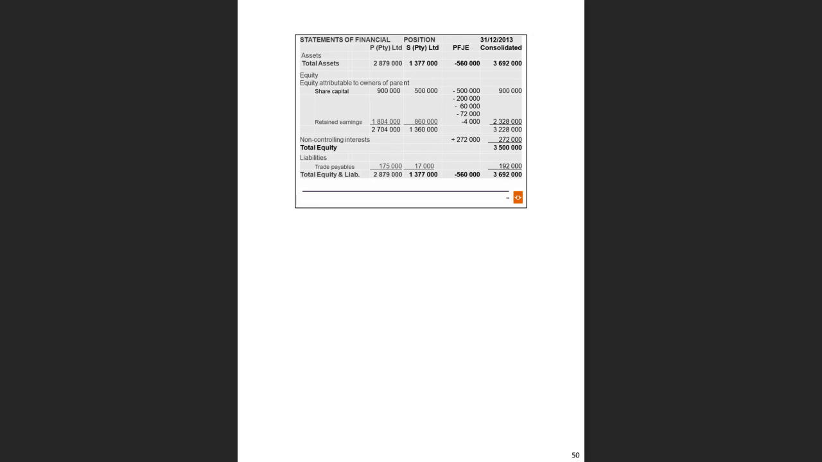Okay, someone is asking, where did we get the 72,000 Rand? Let me just have a look. So that 72,000 Rand is the non-controlling interest share of the current year. Remember, we processed that pro forma journal entry, and we were giving NCI their portion of the current year retained earnings. So that is where the 72,000 Rand comes from. If you go back to the pro forma journal entries, you'll see that we debited retained earnings with 72,000 Rand, and we should have credited NCI with 72,000 Rand. Okay.